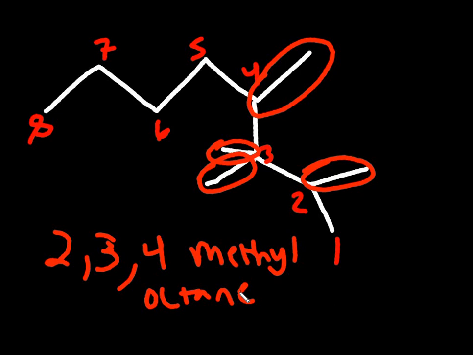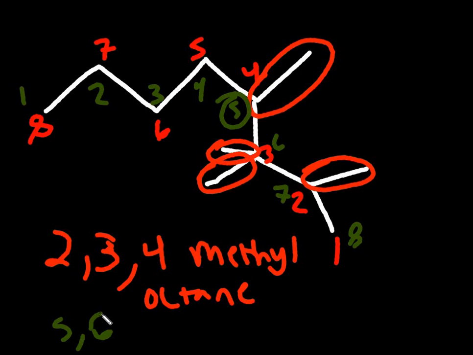Now let us focus on the green numbers that we went along with. 1, 2, 3, 4, 5, 6, 7, and 8. On the fifth one, we have a methyl. On the sixth one, we have 2 methyls. And on the seventh one, we have a methyl. So we have 5, 6, 7, and 2, 3, 4. And if we go back to our second rule, the smaller the series of numbers, the better. And that is why we would go with 2, 3, 4 methyl octane.